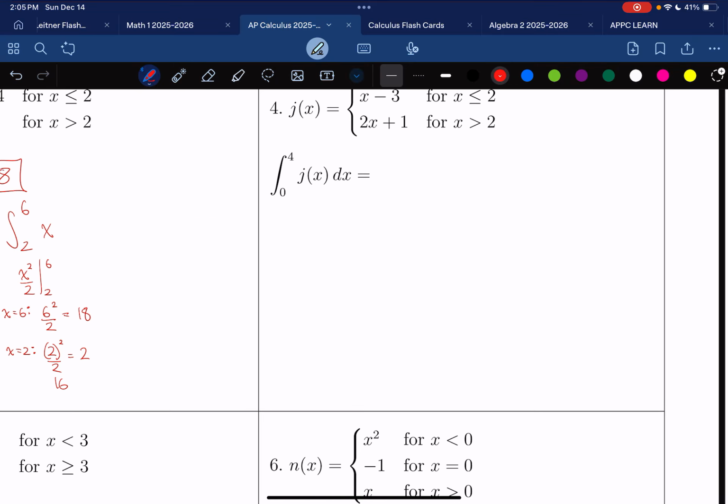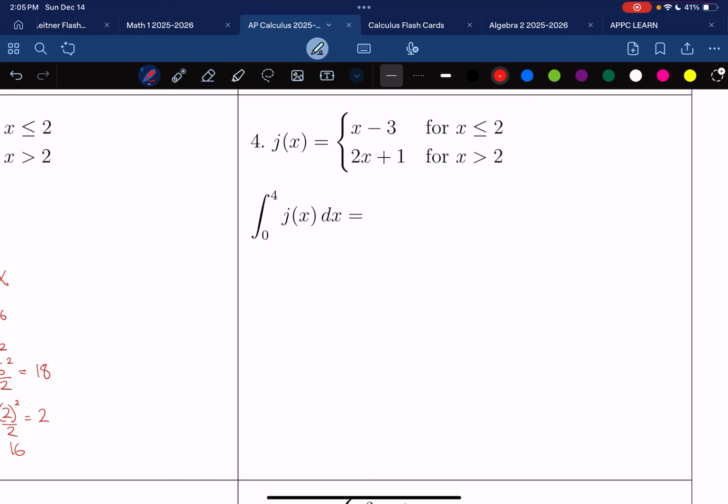And box it. All right, what about number 4? And number 4, again, we're going to be splitting the integral into 2 different pieces. So I'll say that this is really the integral from 0 to our suspect point 2, plus the integral from that same suspect point 2 to the end of the interval. I'm going to do my left piece, x minus 3. I'll do my right piece, 2x plus 1.